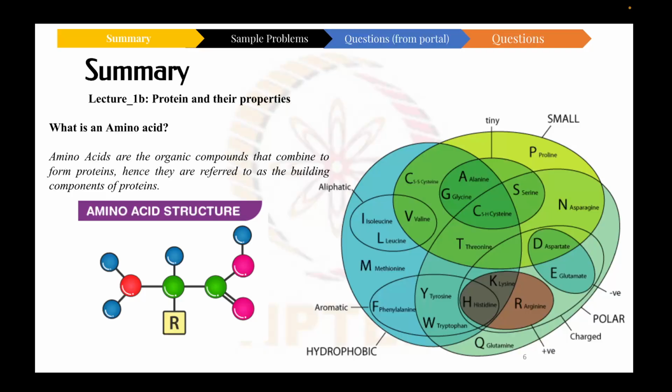Overall, if you see, many of these amino acids fall under the hydrophobic amino acids class, which have non-polar side chains and are typically repelled by water. And finally, we have aromatic amino acids, which have aromatic ring structures in their side chain. These include phenylalanine, tyrosine, and tryptophan.